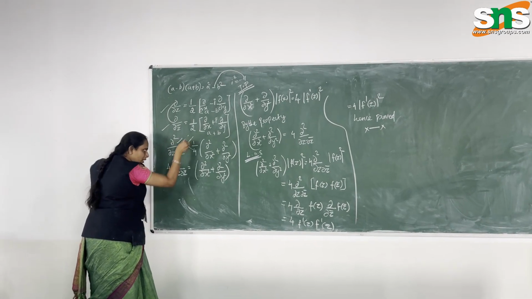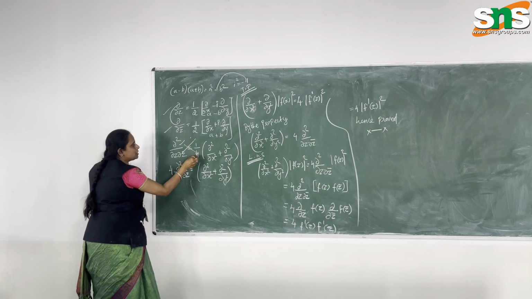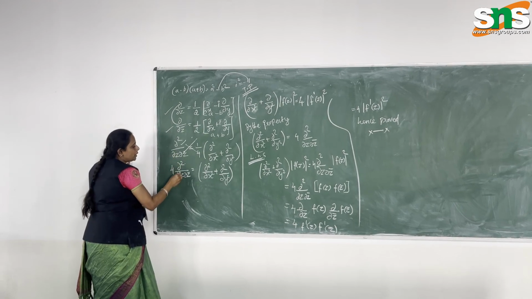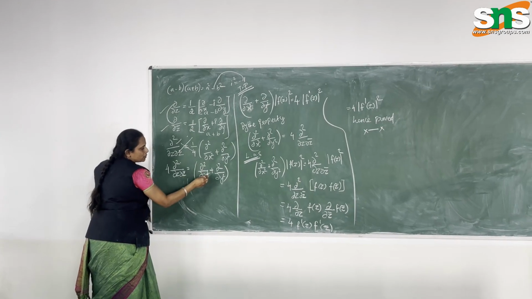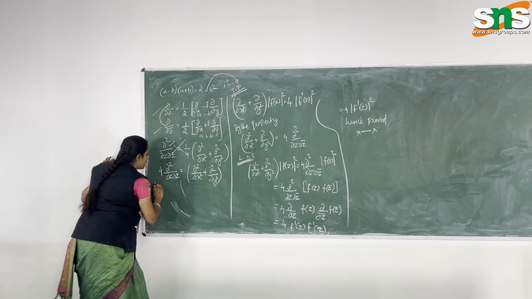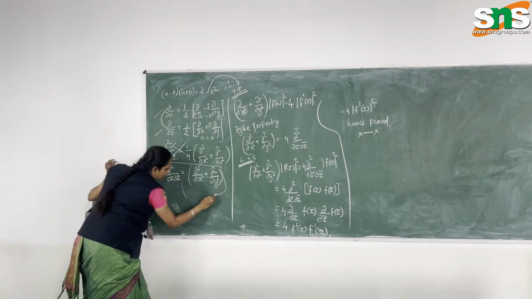So then we have to use the cross multiplication. So 4 times ∂²/∂z∂z̄ equals ∂²/∂x² plus ∂²/∂y². This is the basic property.